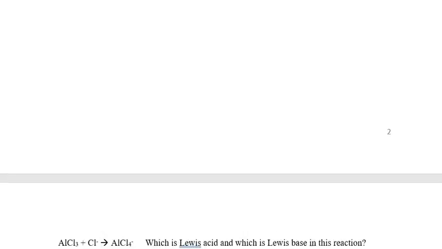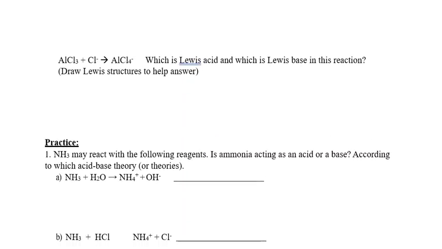All right, let's look at some examples of acids and bases, and we'll look at this one: aluminum trichloride plus the chloride ion going to aluminum tetrachloride. Which is the Lewis acid and which is the Lewis base in this reaction?